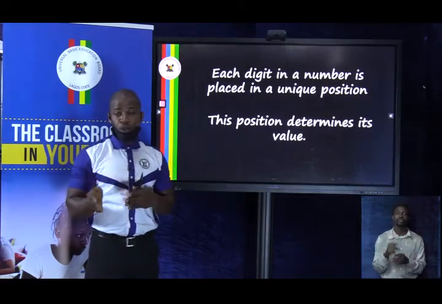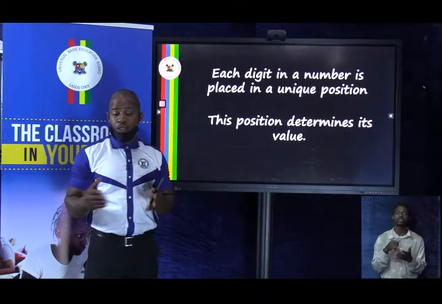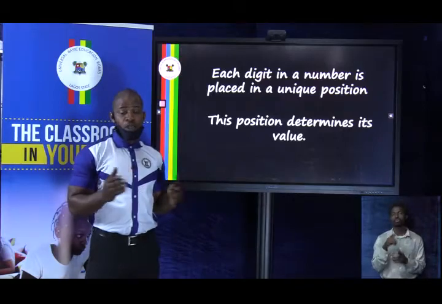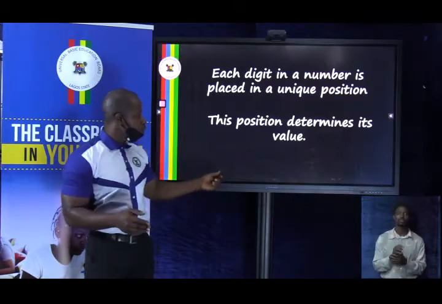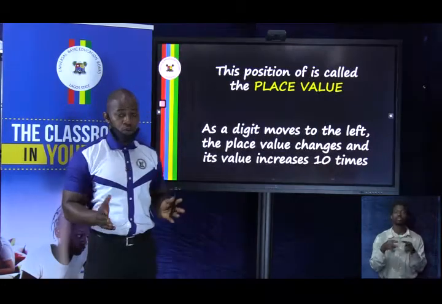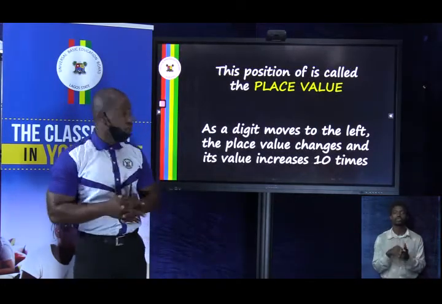Sometimes if you put a 2 somewhere, the value could be 20. Sometimes it could be just 2. Sometimes it could be 200, it could be 2,000, it could be 20,000, and so on and so forth. So it is the position that determines what the value will be. Where you put it is what determines the value.